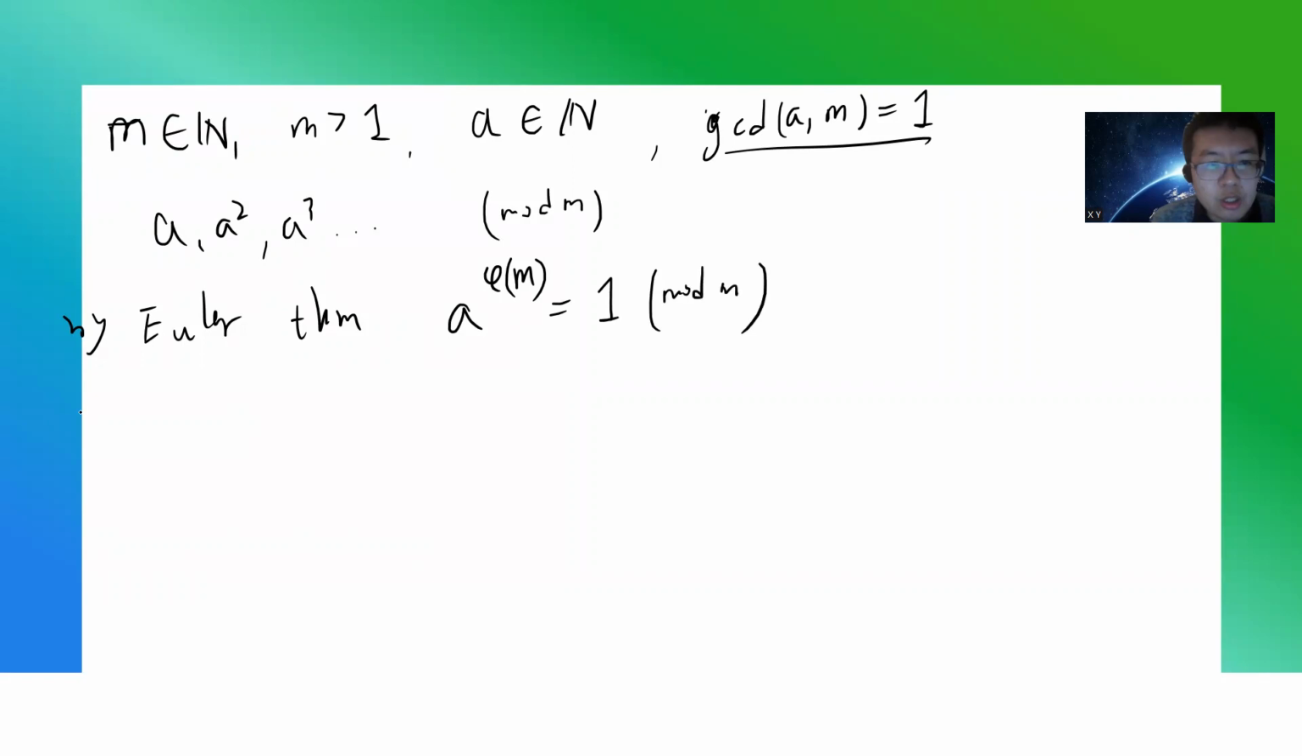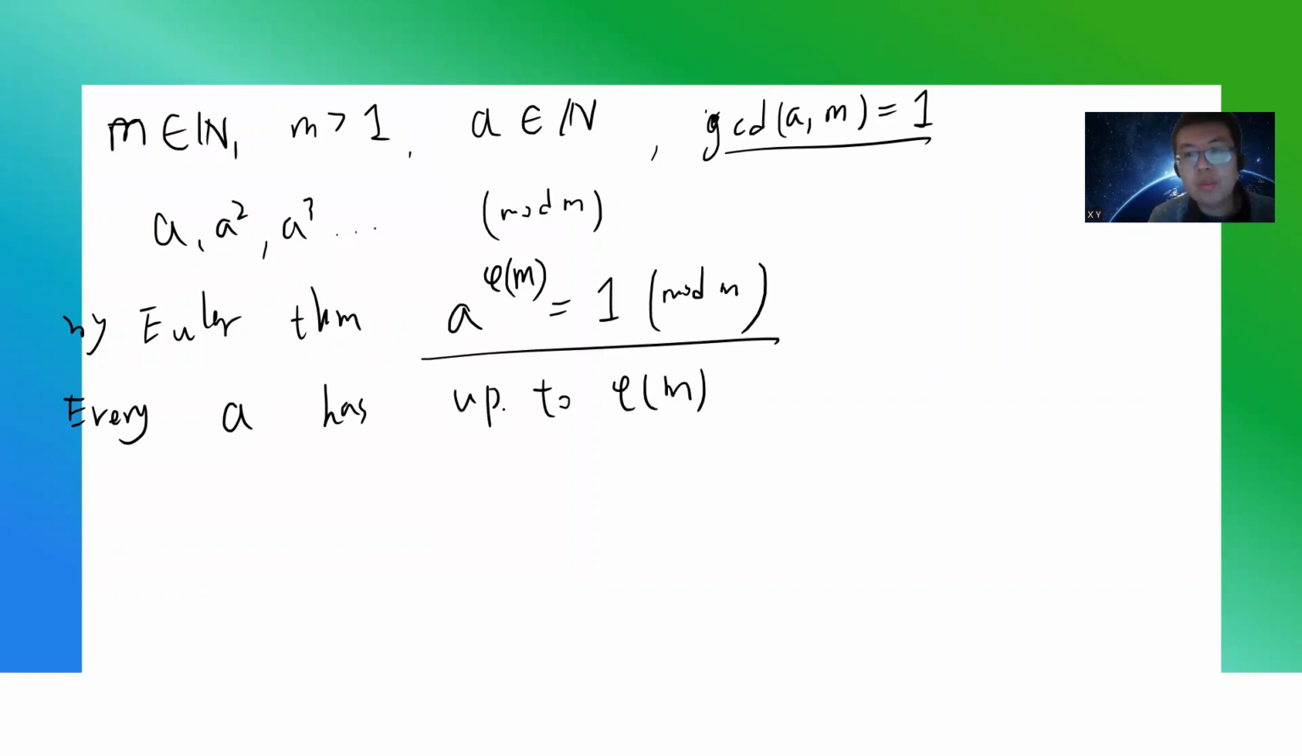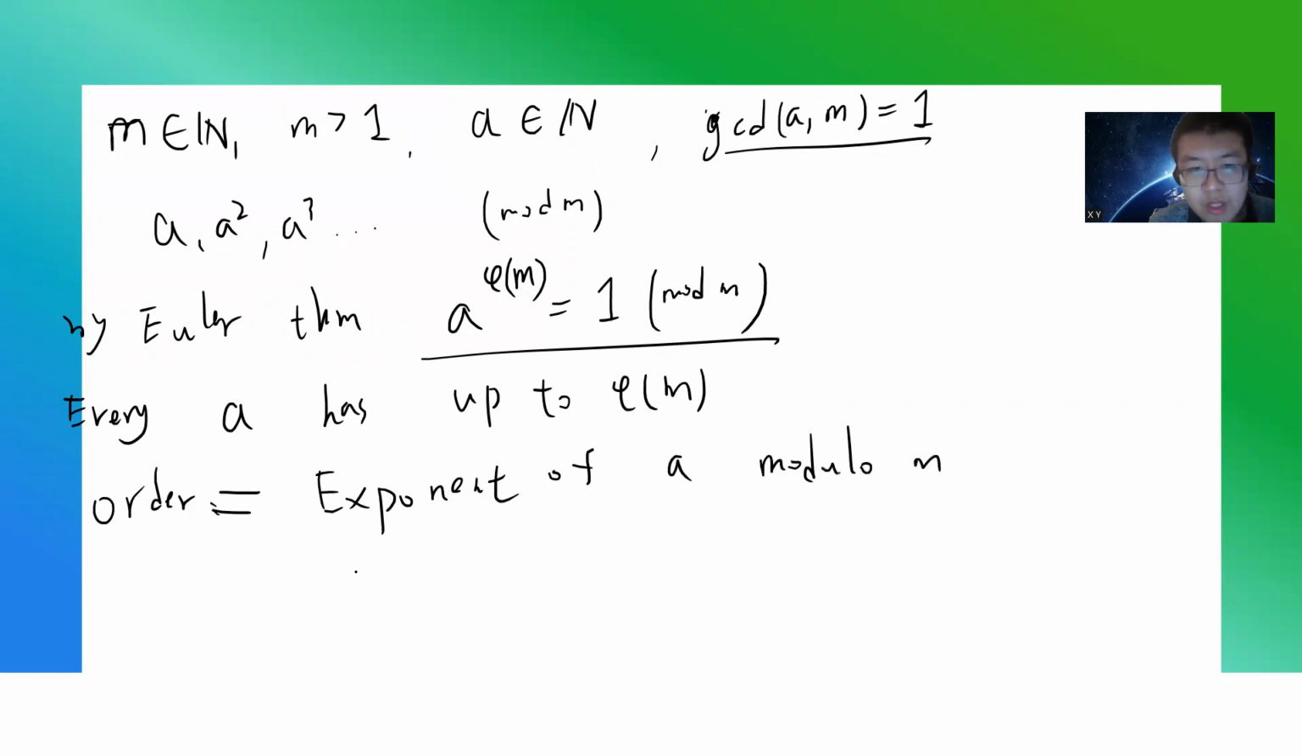So every a has a maximum order: if you go up to phi of m, you always become 1 mod m. But I can define the order. Let's call it the exponent of a modulo m, and call it f. The definition is just the minimum number such that a to the f is 1 mod m.